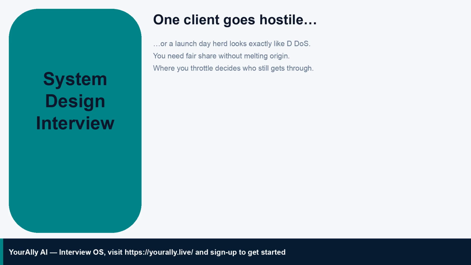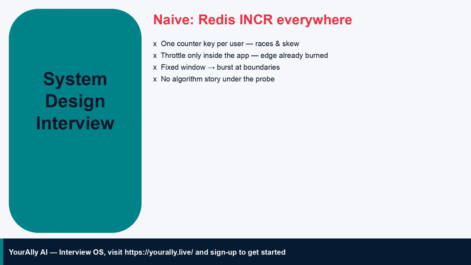Today we are going to learn rate limiter system design in about 10 minutes. Interview ready? Now picture a launch. Your product is on the front page. 50,000 requests a second show up, mostly real users, and it looks exactly like DDoS.